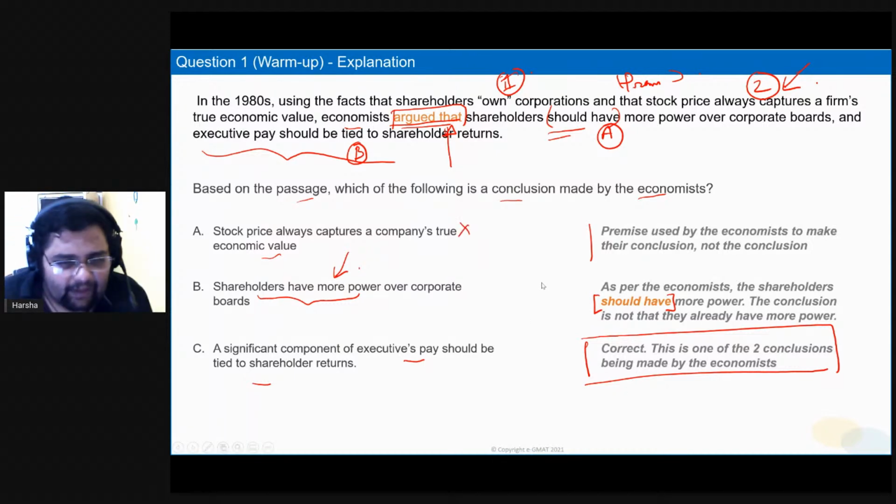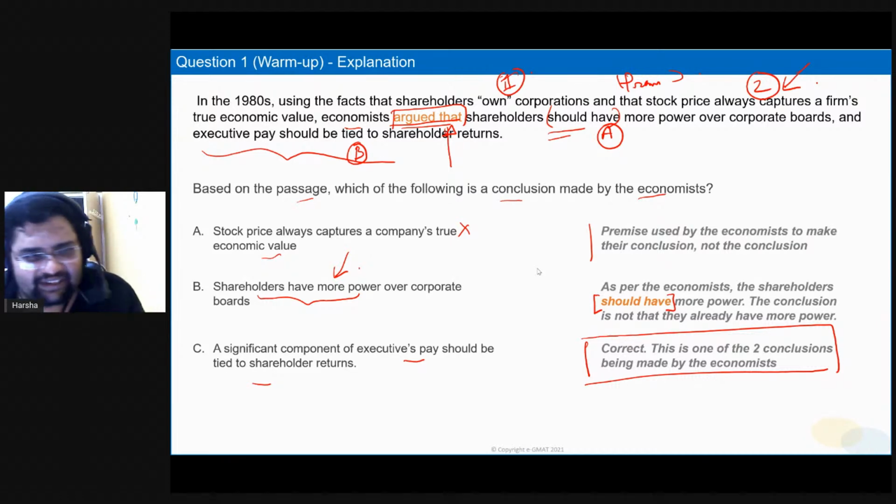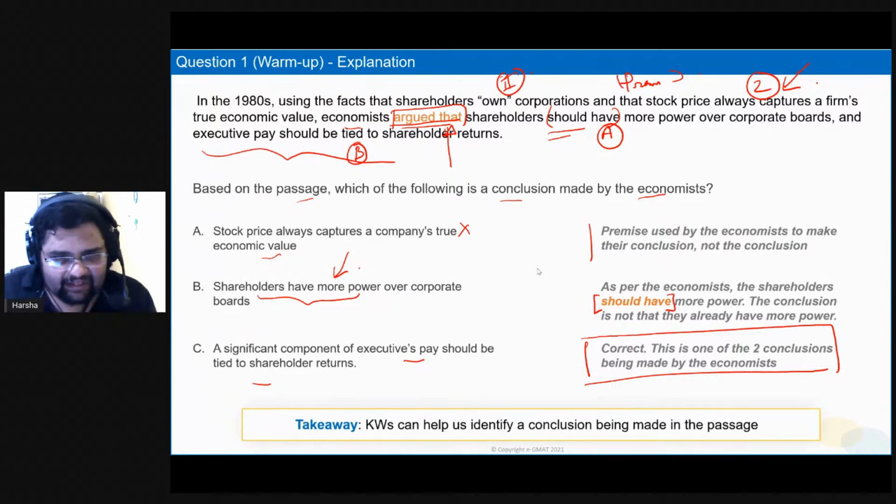All right. So now let's look at more examples, more exercises. Here on, you don't have the keyword. You have to identify the relevant keyword yourself. The question is always based on those keywords. All right. So let's get to it. The key takeaway: keywords can help us identify a conclusion being made in the passage.